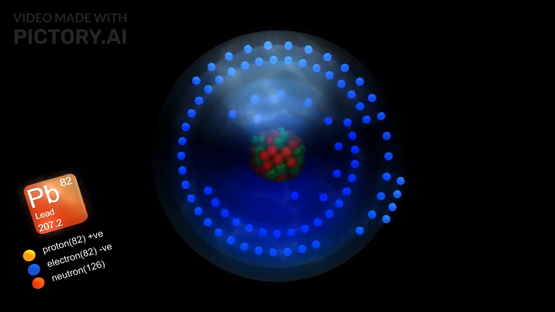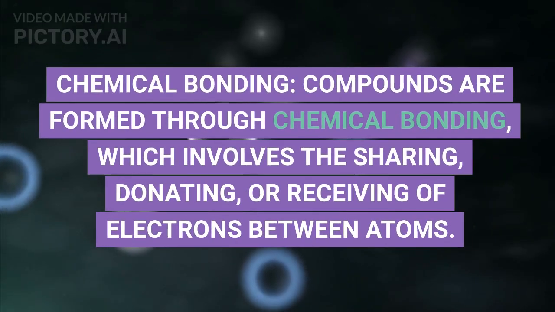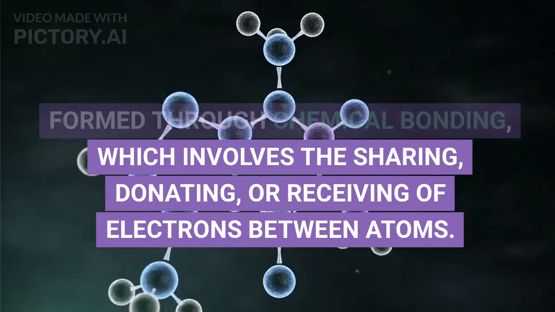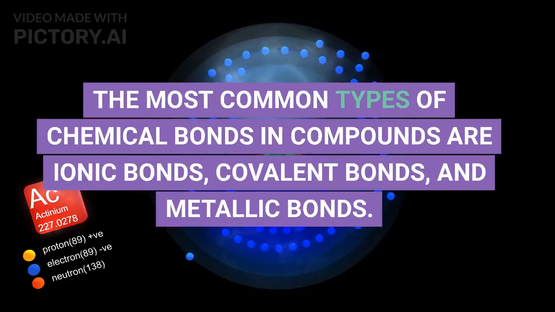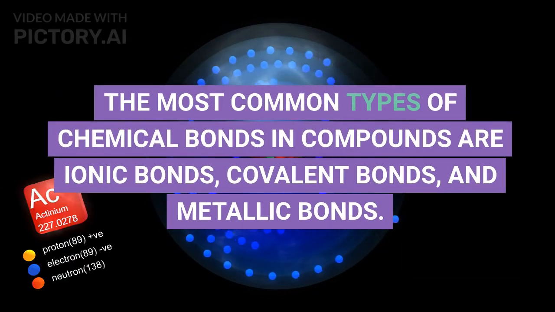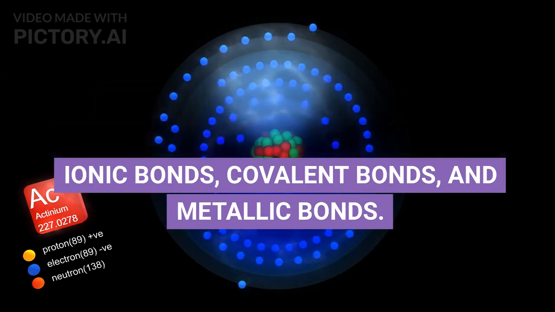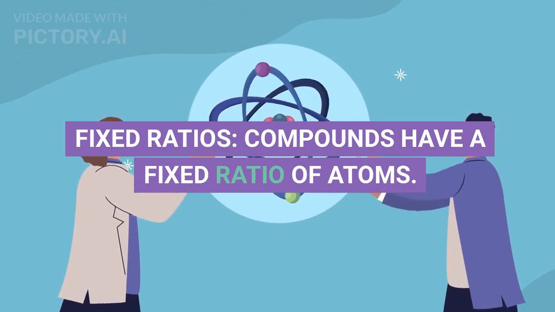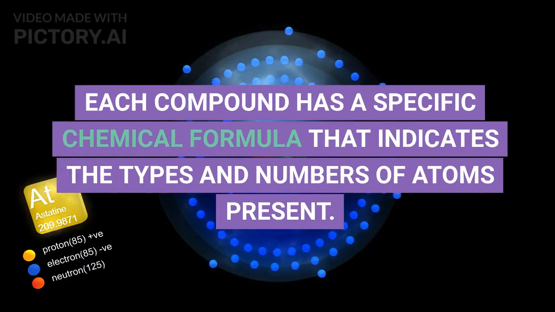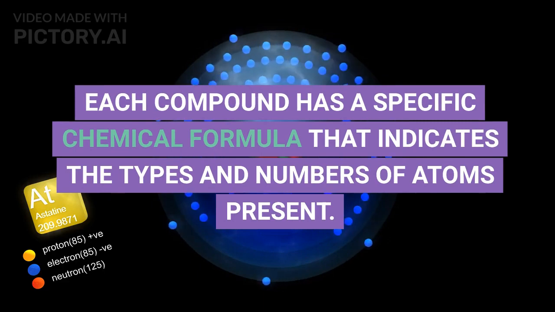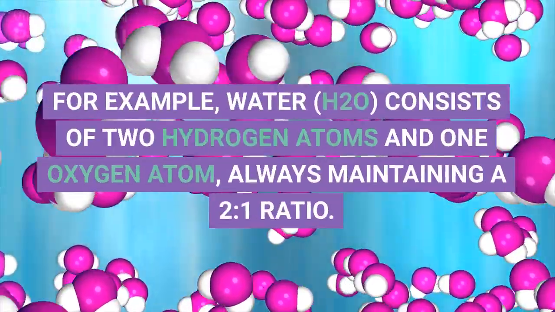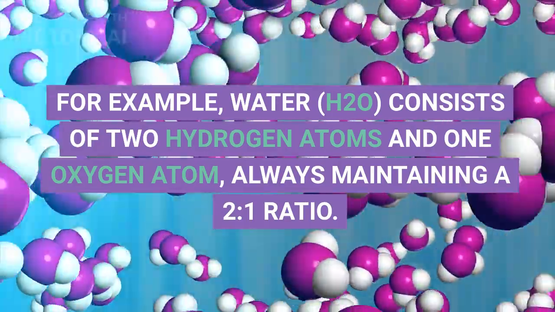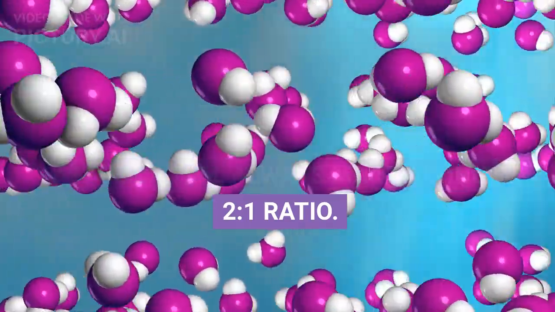Characteristics of compounds. 1. Chemical bonding. Compounds are formed through chemical bonding, which involves the sharing, donating, or receiving of electrons between atoms. The most common types of chemical bonds in compounds are ionic bonds, covalent bonds, and metallic bonds. 2. Fixed ratios. Compounds have a fixed ratio of atoms. Each compound has a specific chemical formula that indicates the types and numbers of atoms present. For example, water, H2O, consists of 2 hydrogen atoms and 1 oxygen atom, always maintaining a 2-to-1 ratio.